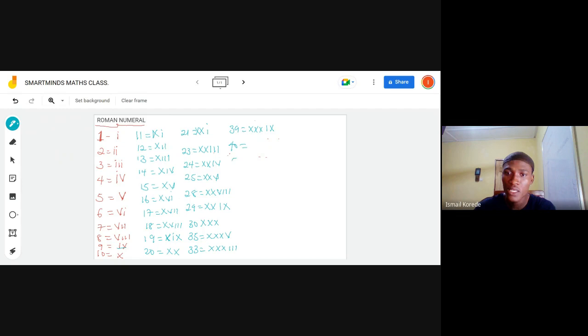So 50 is L. So to get 40, we need to remove 10 from 50. So what is 10? X. You have to put it on the left-hand side and you put what? The big value, XL. So 60 is LX. We added 10 to 50.